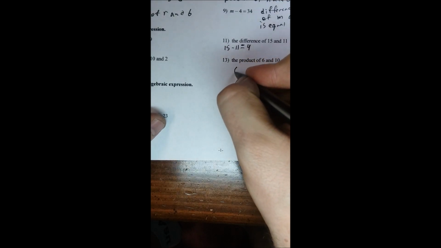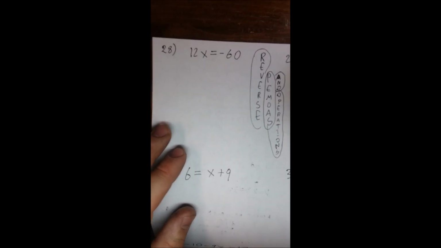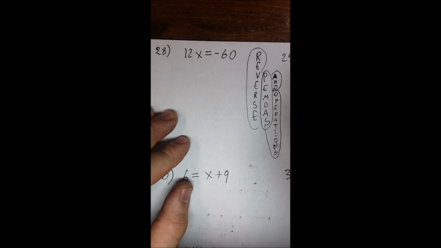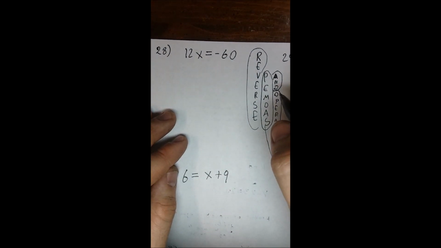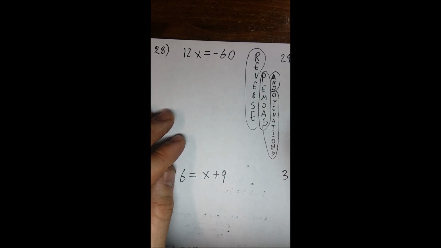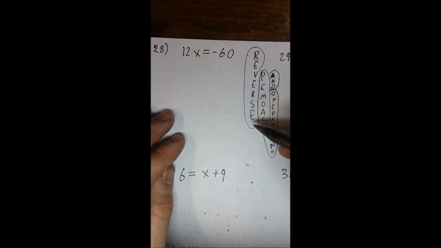Now we need to solve it, evaluate that. Then 13, the product of 6 and 10. Product of 6 and 10 means 6 times 10, and we need to give the answer. Answer is 60. For the next following problems, to solve for x, or the variable, we got to undo the operations by reversing them.